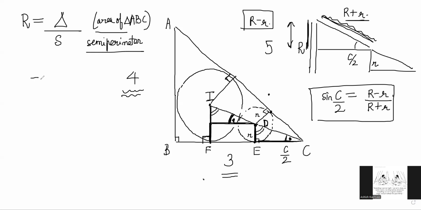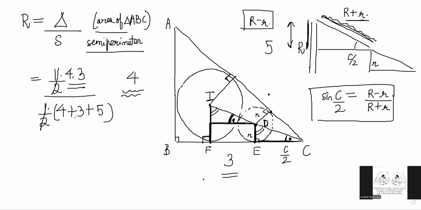So area of triangle ABC is simple. It is half into 4 into 3 and semi-perimeter is half into 4 plus 3 plus 5, right? So basically the half gets cancelled. You're getting 12 by 12. So capital R is equal to 1 and that is the in radius of this big circle. The radius of that circle is 1.